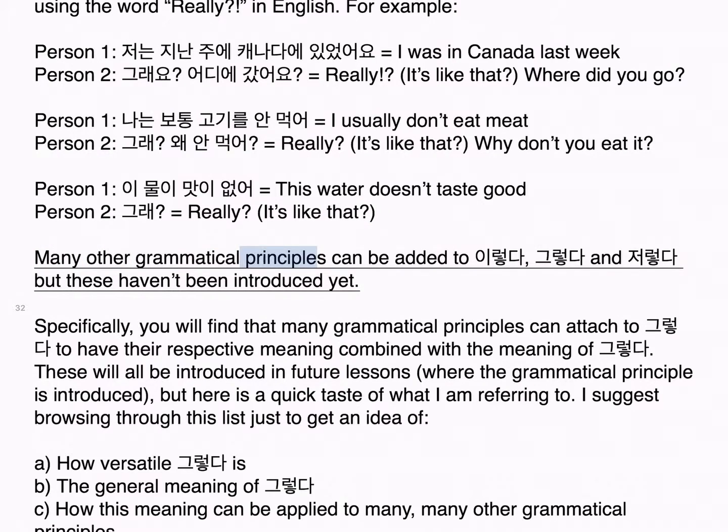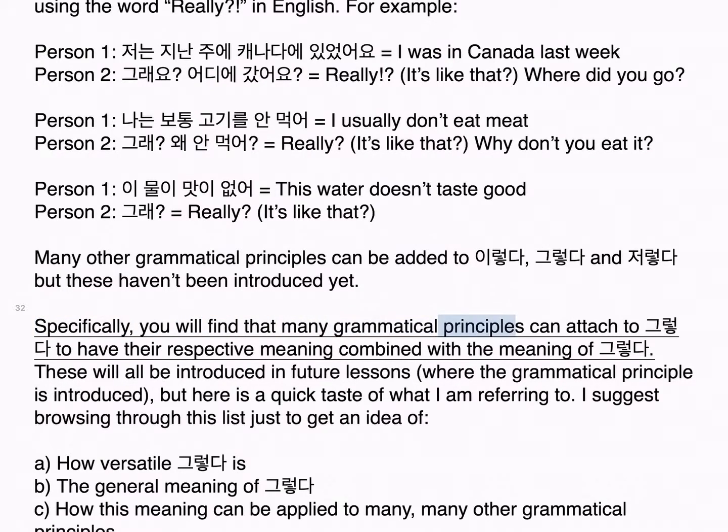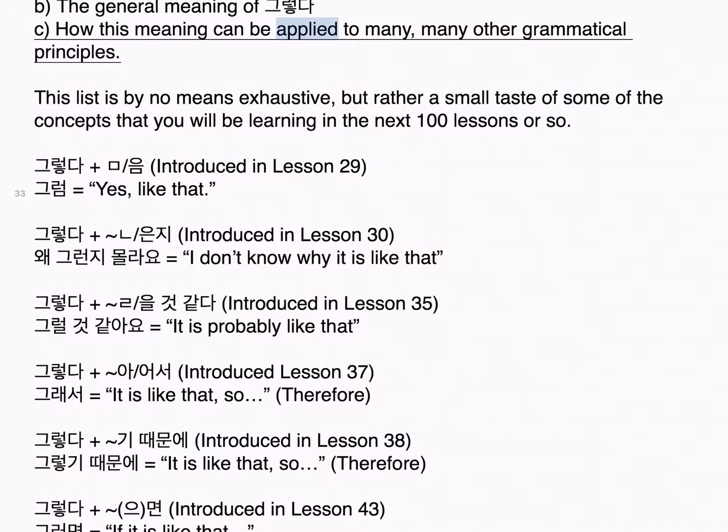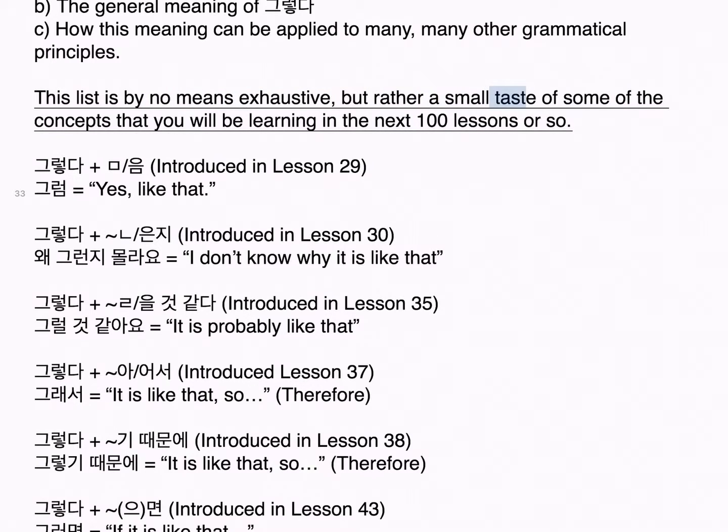Many other grammatical principles can be added to 이렇다, 그렇다, and 저렇다, but these haven't been introduced yet. Specifically, you will find that many grammatical principles can attach to 그렇다 and have their respective meaning combined with the meaning of 그렇다. These will all be introduced in future lessons, where the grammatical principle is introduced, but here is a quick taste of what I am referring to. I suggest browsing through this list just to get an idea of how versatile 그렇다 is. A. The grammatical principle. B. The general meaning of 그렇다. C. How this meaning can be applied to many other grammatical principles. This list is by no means exhaustive, but rather a small taste of some of the concepts that you will be learning in the next 100 lessons or so.